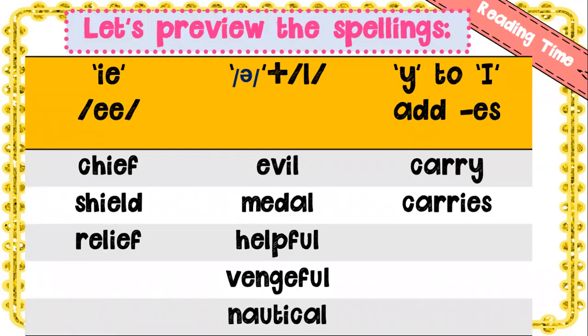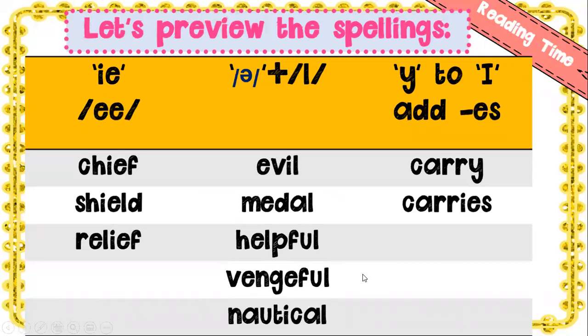Now let's preview some of our spellings. You'll see in the first column, you've got your I, or your IE, making your E. You've got your schwa L, and you've got your drop your Y and add IES to make it plural. So let's read these words. Chief, shield, relief. Now let's go to your schwa L: evil, metal, helpful, vengeful, nautical, carry, and carries.